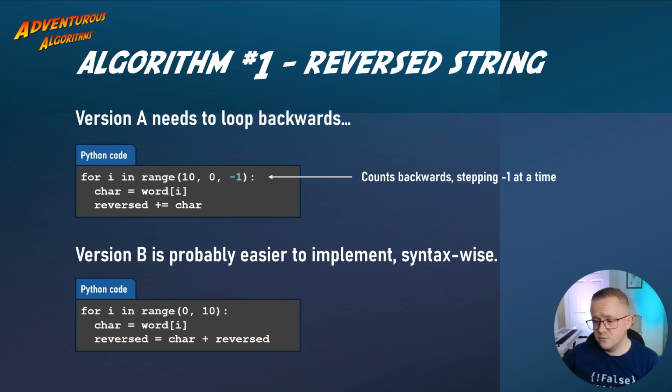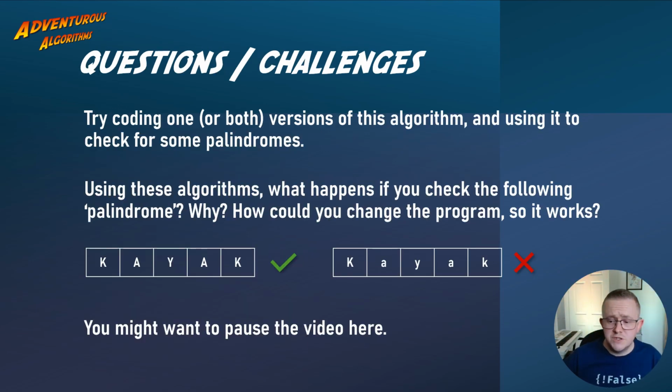If the original equals the reverse string, then you've got a palindrome. Now here's some challenges or some problems, because the whole point of this series was something sort of open-ended, so rather than getting you to answer a specific question that's going to have one answer, can you try coding one or both versions of this algorithm and check for some palindromes?